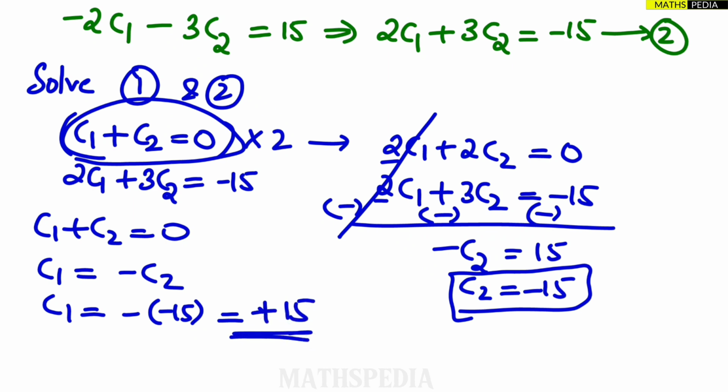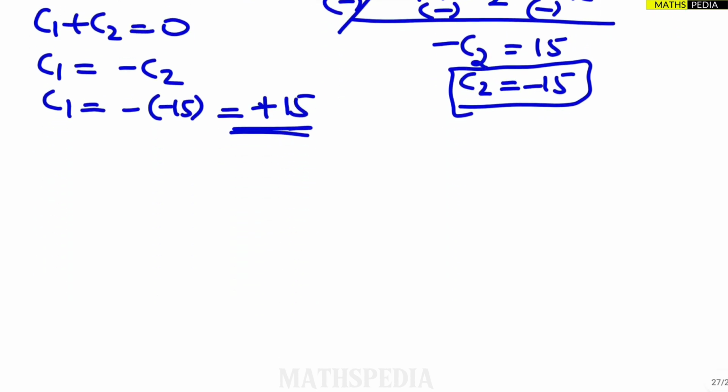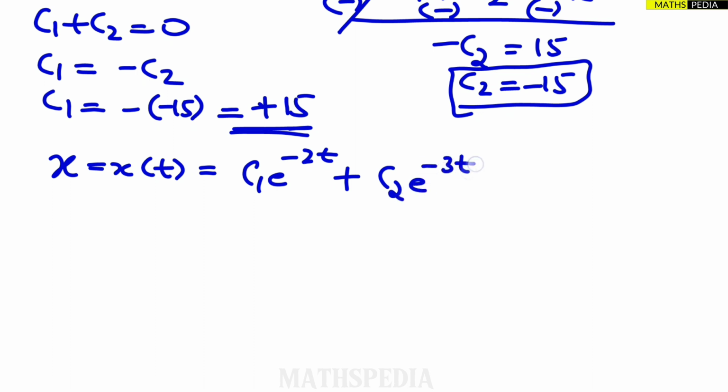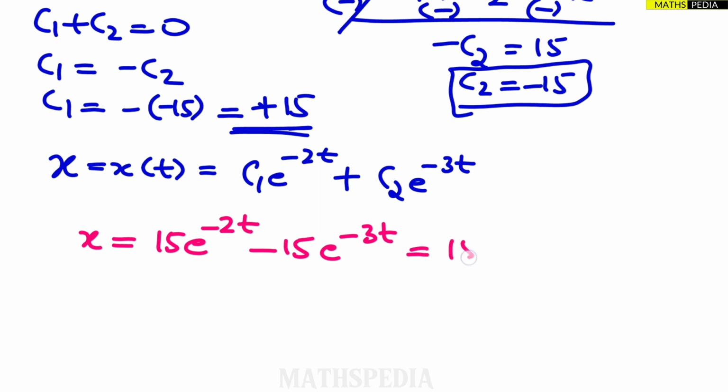Now directly you have to substitute these values in x of t. As we know, the general solution x of t was given by c1 e power minus 2t plus c2 e power minus 3t. If you substitute the c1 value, it will be 15 e power minus 2t, and for c2 it is minus 15 e power minus 3t. If you want, you can take 15 common, so you get 15 times e power minus 2t minus e power minus 3t. This will be the final answer.